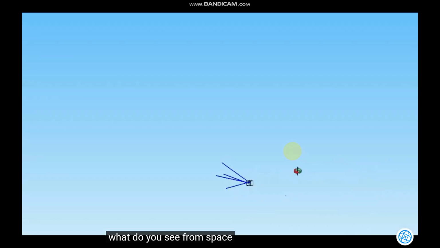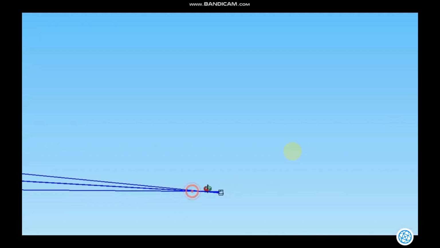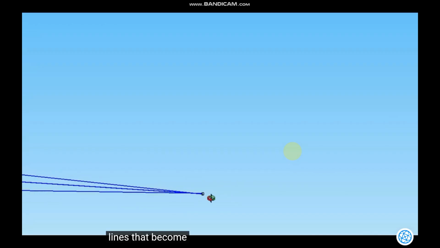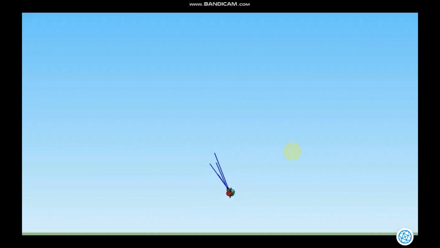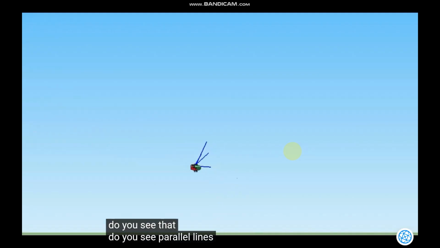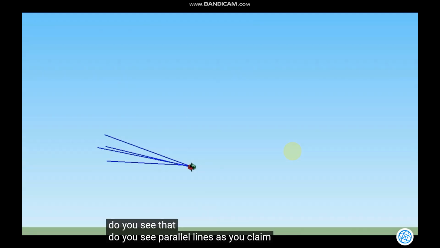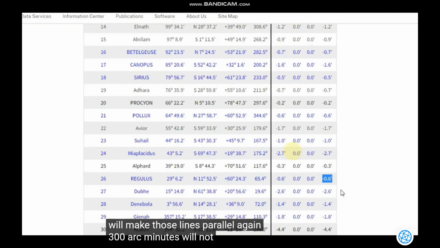What do you see from space? Lines that become wider. Do you see that? Do you see parallel lines as you claim? Or do you think those tiny bit corrections will make those lines parallel again? 300 arc minutes will not even fix those lines.